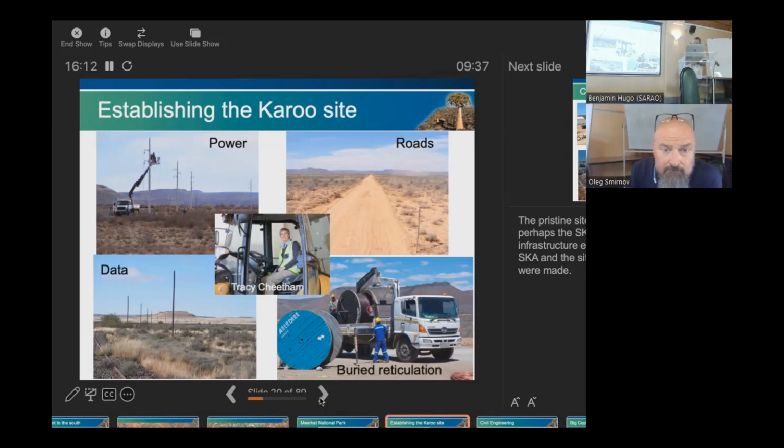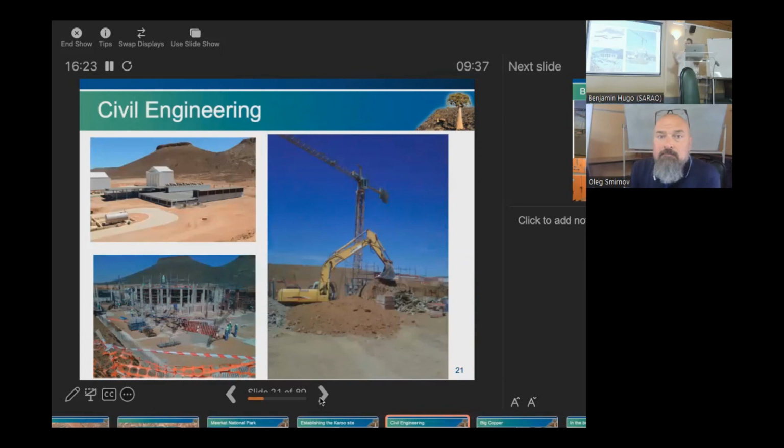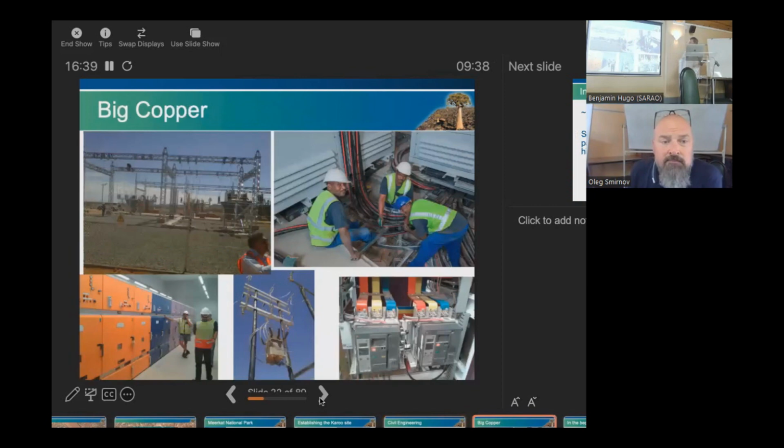And Tracy Cheatham was our infrastructure manager back then, and did a fantastic job of getting this all in. And then on the site itself, you needed stuff as well. I mean, it was a sheep farm before. We needed some buildings, which we'll come back to later. And we had to dig holes in the ground, and so big yellow machines had to come in and disturb what was before a pristine site.